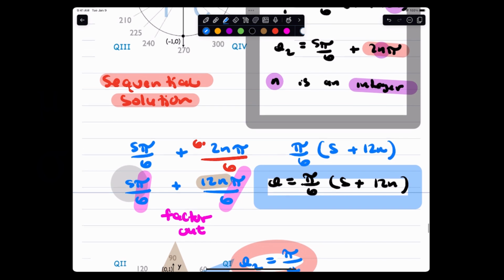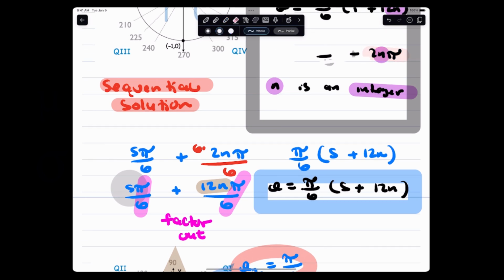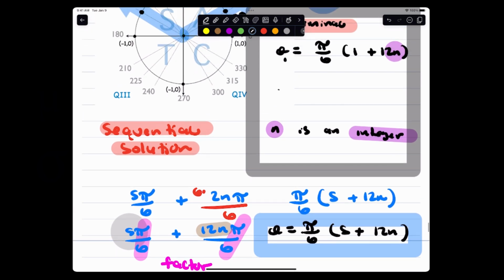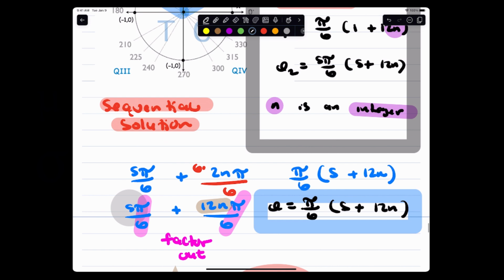So this is going to be your replacement for your general solution. This is now a sequential solution. It's really part of the general form. So now you can generate very easily with some arithmetic all your solutions here. Or you can generate some solutions by changing the n value. So just change your n value, and you're going to be doing a sequence of solutions. Okay, so n here is going to be an integer.